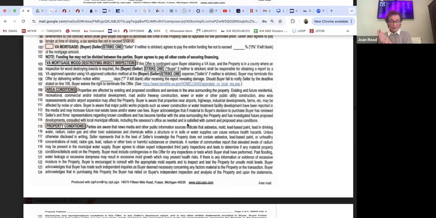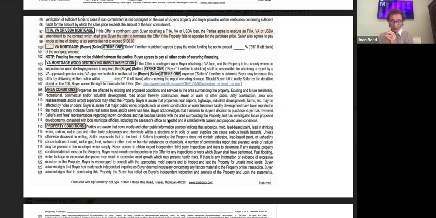Then it talks about FHA, VA, and mortgage. You want to realize that if the parties agree to execute an FHA or VA loan, that shall give the buyer the right to terminate the offer to purchase if it fails to appraise for the purchase price. Seller also agrees to pay the lender at the time of closing a tax service fee not to exceed 100. A lot of times that goes buried, and the agents on either side sometimes are not aware of this.